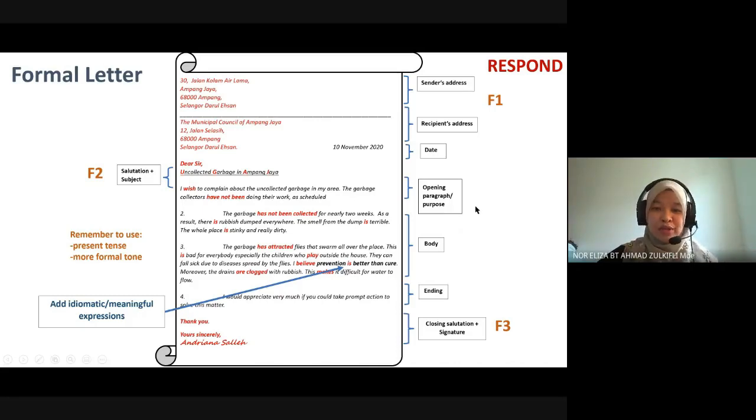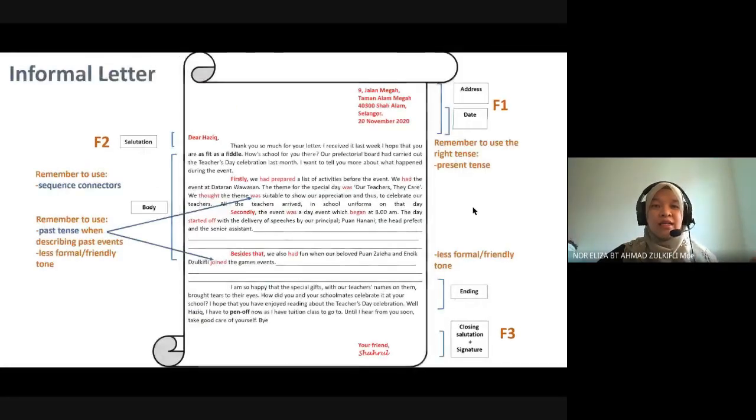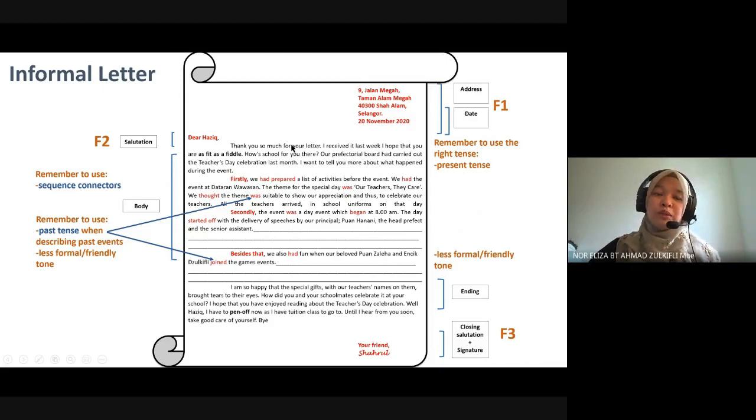Okay, let's go to other types of essay. This is an informal letter. In an informal letter, you see that the address appears on the right hand side, and then the salutation is here, F2, and then F3 is the signing. So you've got 1 mark here, 2 marks here, and 3 marks here. Now, what is the difference between a formal letter and an informal letter? A formal letter has a more formal tone, whereas an informal tone will appear in an informal letter. It's more friendly.